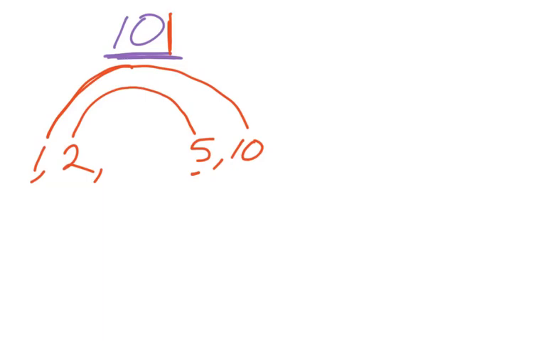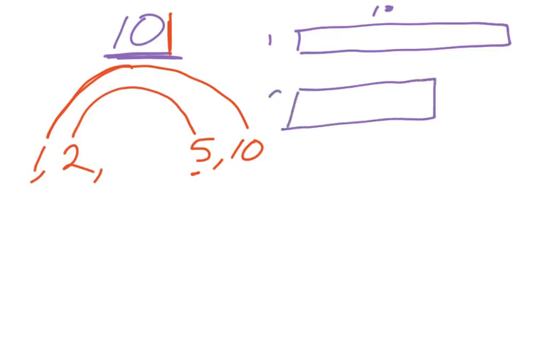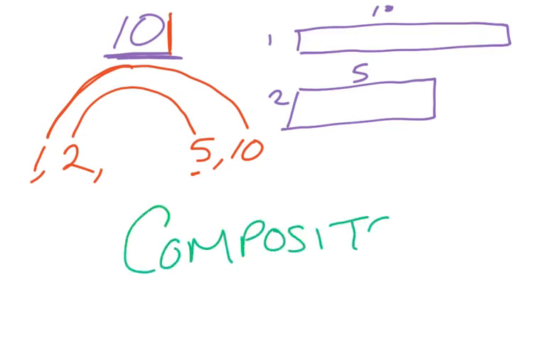So 10 has two sets of factor pairs. I could make two different area models from those factor pairs: 1 by 10 and 2 by 5. Because it has more than one factor pair or more than one area model, 10 is a composite number. Composite means that a number has more than one factor pair or more than two distinct factors, which in turn means that it can make more than one area model.